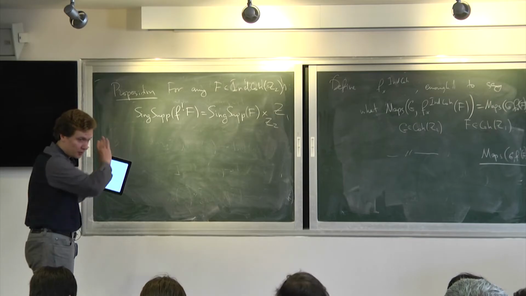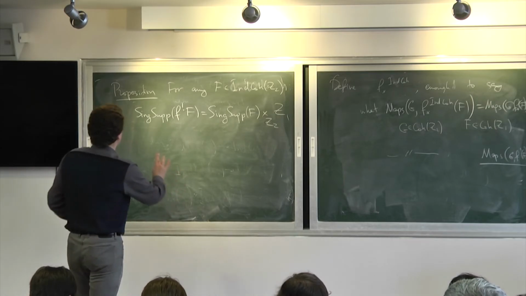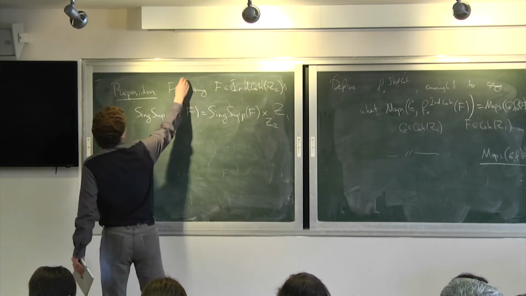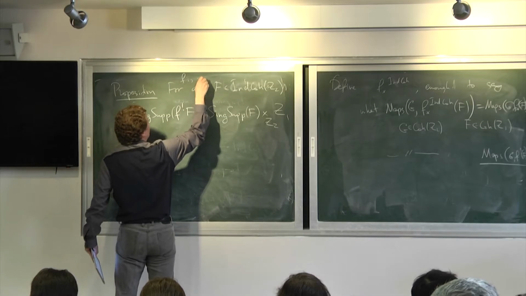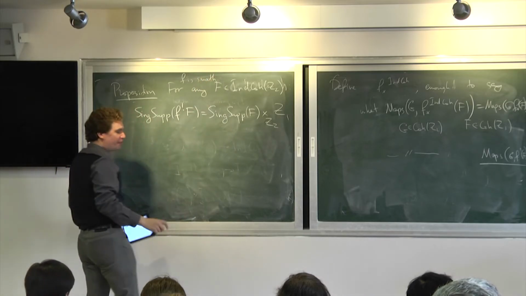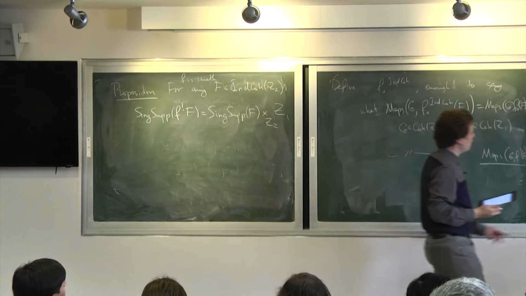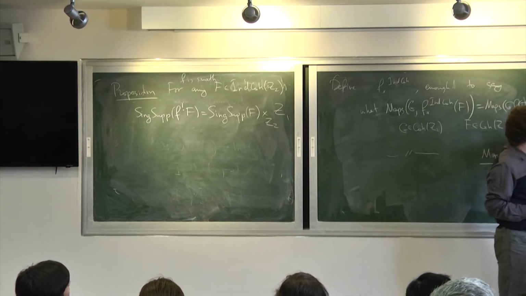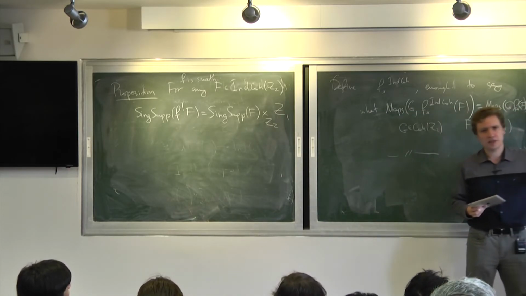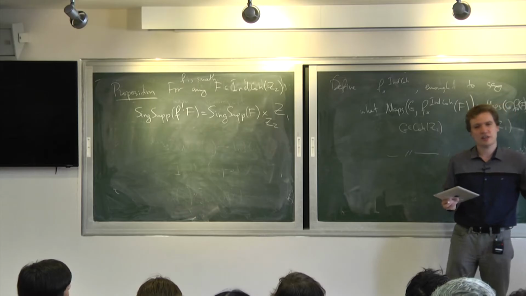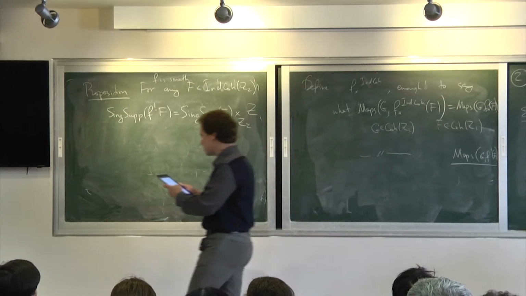This is for smooth maps. No, it's only in this example. So F is smooth. But in fact, we can relax this condition a little bit. Namely, we can consider the case where the map F itself is a local complete intersection, maybe in the derived sense, so I should call it quasi-smooth.